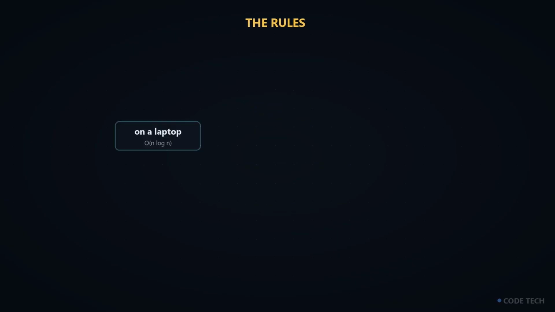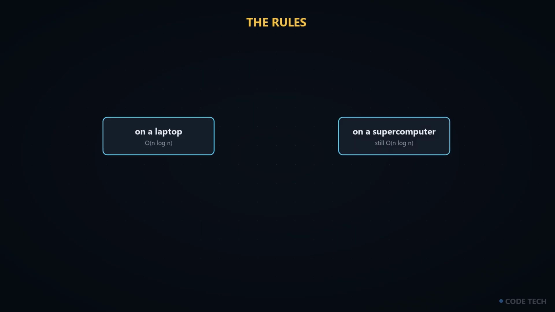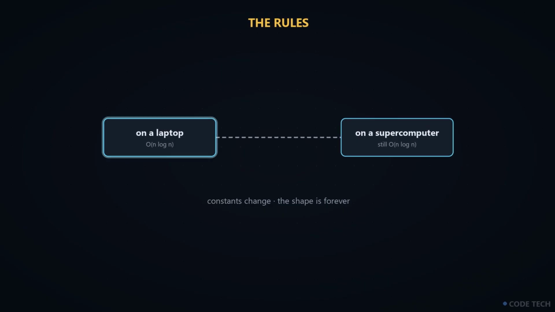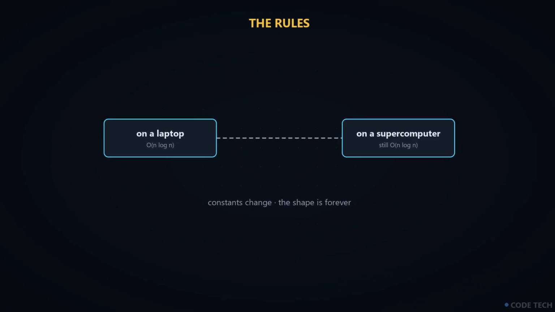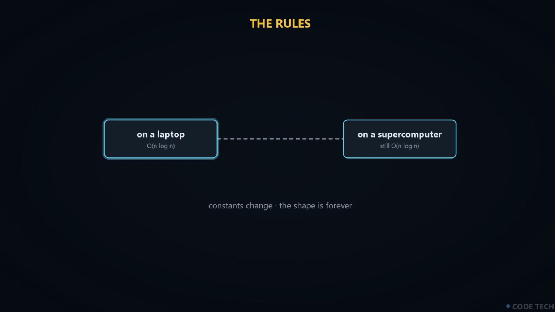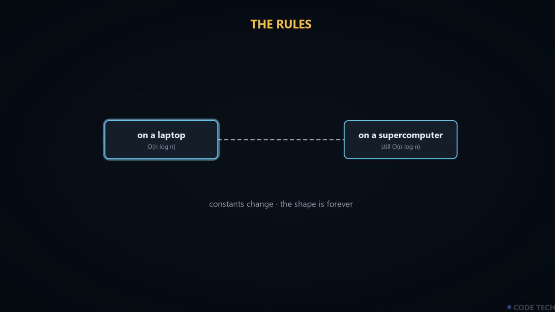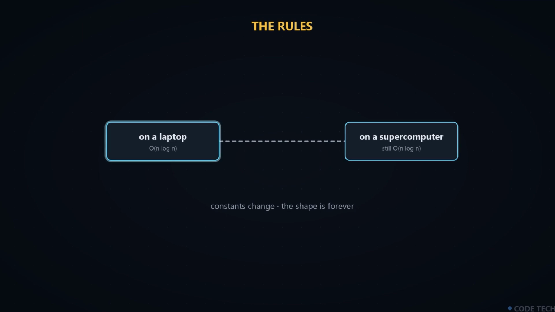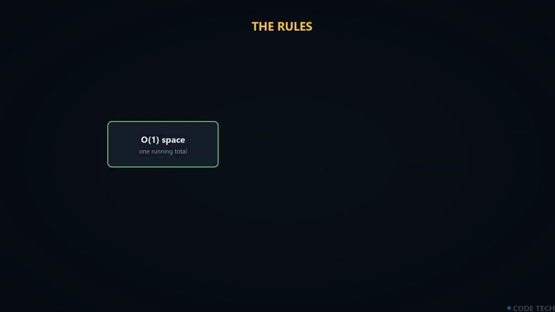This myopia is a feature, not sloppiness. Constants depend on your CPU, your language, your compiler flags. Yesterday's video showed constants changing 5-fold with one flag. The shape survives all of it. Big O is what remains true about your algorithm on every computer ever built, and every computer that ever will be. Time isn't the only thing that grows.